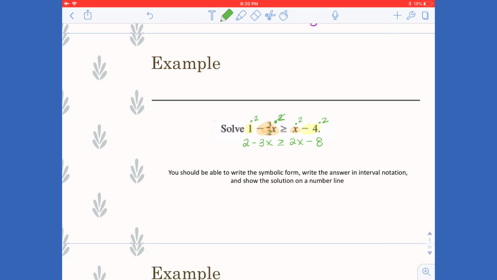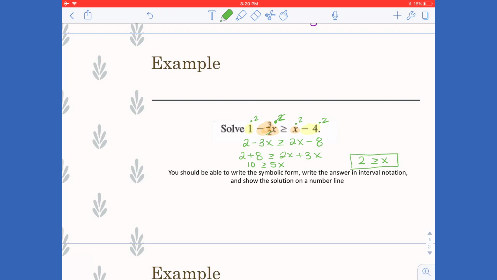Now I'm going to get my x's on one side and my numbers on the other. I'm going to leave the 2 and add the 8 over, and then I am going to add my 3x over. 2 plus 8 is 10, which is greater than or equal to 5x. When I divide, I end up getting left with 2 is greater than or equal to x. That would be my symbolic notation.